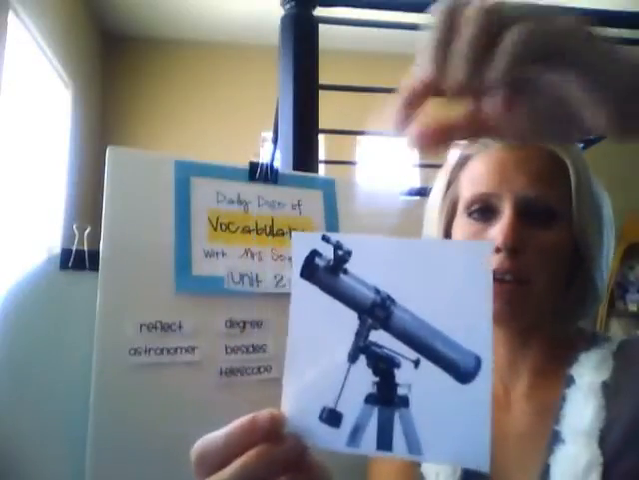This is a telescope. You've seen them on shows. Maybe you haven't. You've seen them in books. You've maybe gone to museums and they have telescopes, and you can look through telescopes and look at things. You look through in here, and with the telescope, you can see the universe. You can see things in the sky.